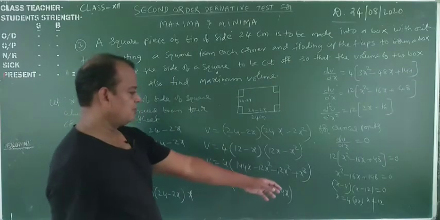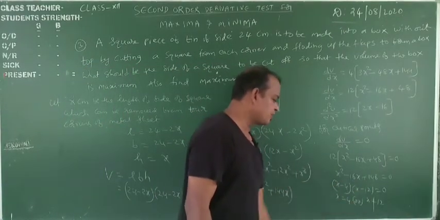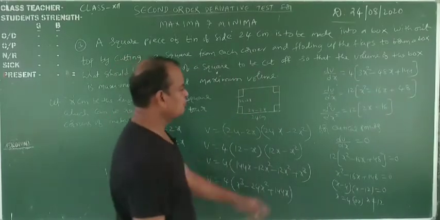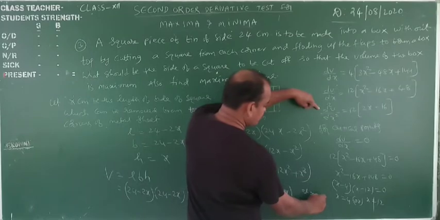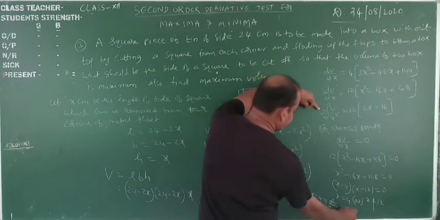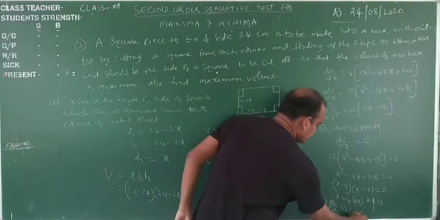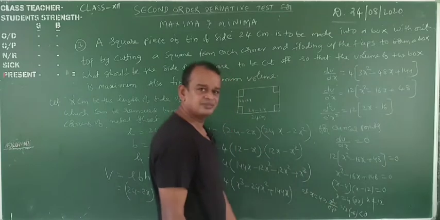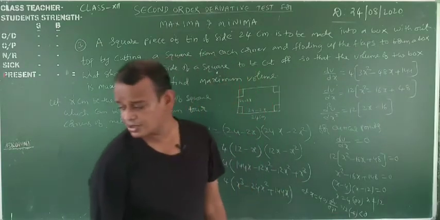12 fours are 48, so 12 times (4 minus x) into (x minus 12), at x is equal to 4. At x is equal to 4, what happened? Is the second order derivative equal to 0 or not? d square V by dx square is equal to 12 into (2 into 4, 8, minus 8), this is minus 8, less than 0. Total 12 into minus 8 is minus 96, less than 0, which means volume is maximum.